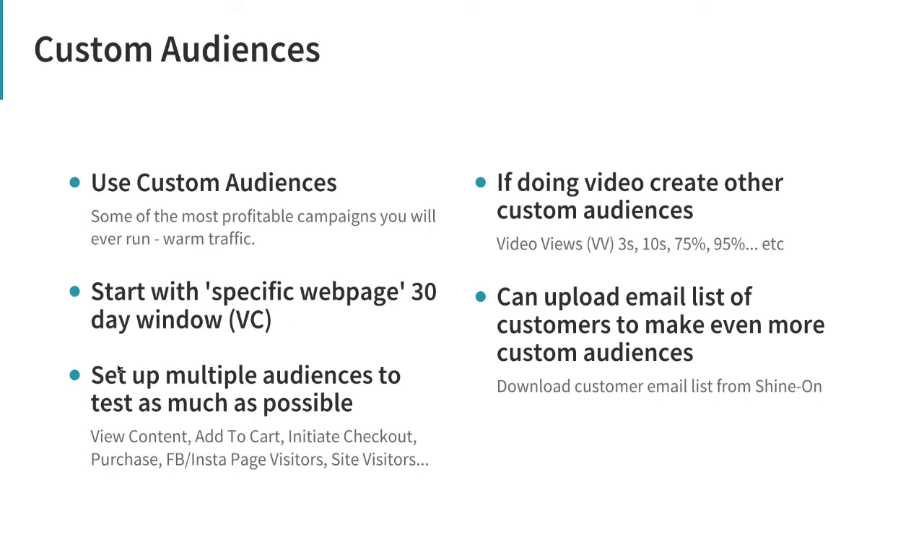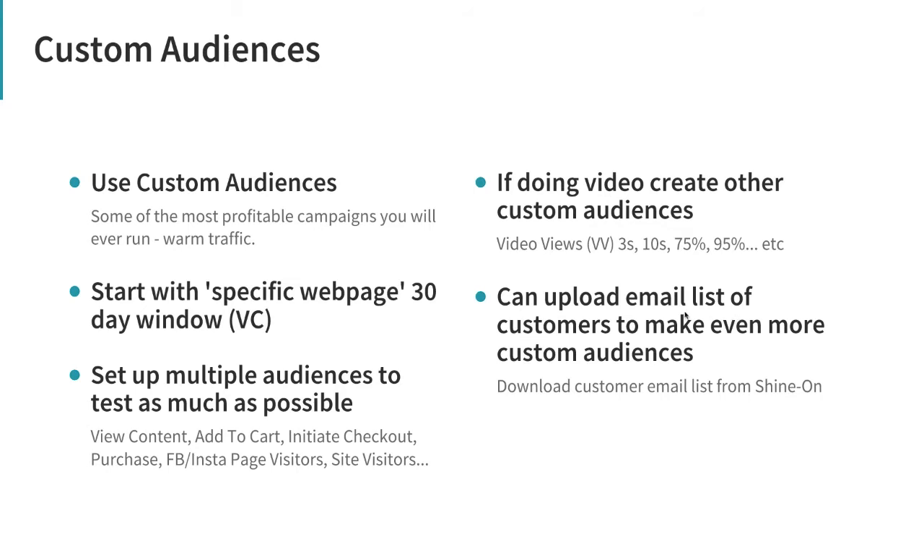Once you start to get traction on a product again, you can set up multiple audiences to test all kinds of events. So you can make custom audiences based on people who view content, who add to cart, who initiate checkout, who purchase. You can also build custom audiences based on people who visit your Facebook page, your Instagram page. And if you're doing ads via video, you can create even more custom audiences, known as video views or VV for short. And you can build custom audiences based on people who have viewed 3 seconds of your video or 10 seconds of your video, 75% of your video, 95% of your video, etc.